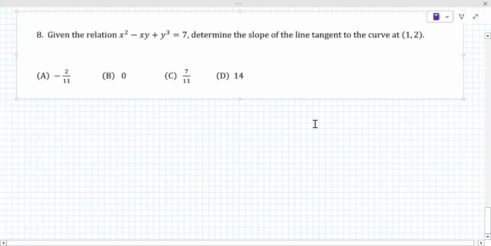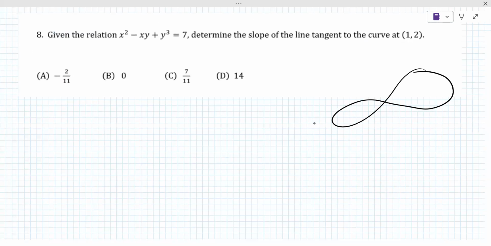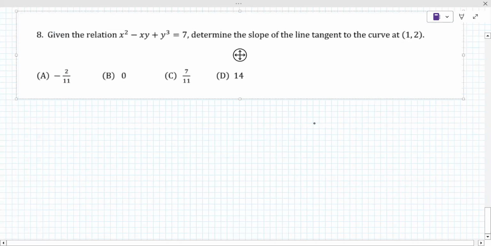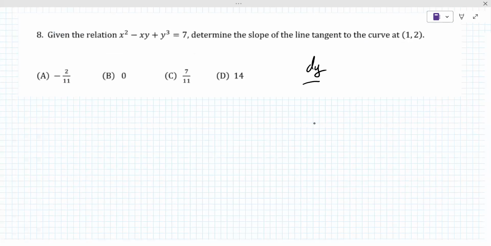All right, given the relation, that's important. It's actually not a function. It's some sort of thing that might overlap onto itself, the graph of it. They want you to determine the slope of the tangent line to the curve at 1, 2. So what they're asking for here is the derivative, dy/dx, evaluated at 1, 2. So whenever you see x's and y's, you say, okay, that's an implicit derivative.